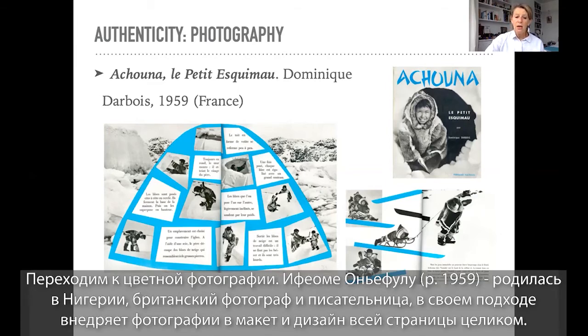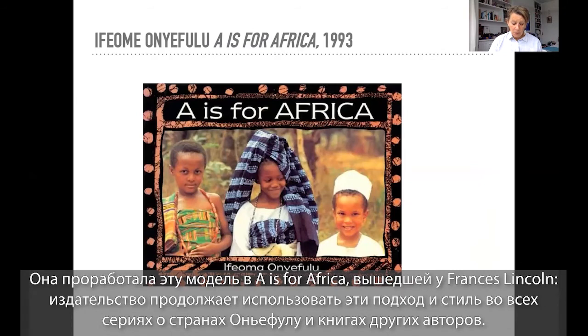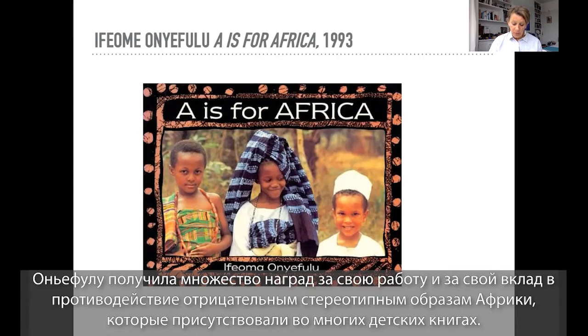Then, moving on to colour, Ifeoma Onyefulu is a Nigerian-born but UK-based photographer and writer whose approach embeds her photographs in the layout and design of the whole page. Her model was developed in Air for Africa, published by Frances Lincoln, and it's an approach and style that Frances Lincoln has continued to use in all of their photographic country series by Onyefulu and others. She has won many awards for her work and for her contribution to counteracting the negative stereotypical images of Africa, which were present in many children's books.